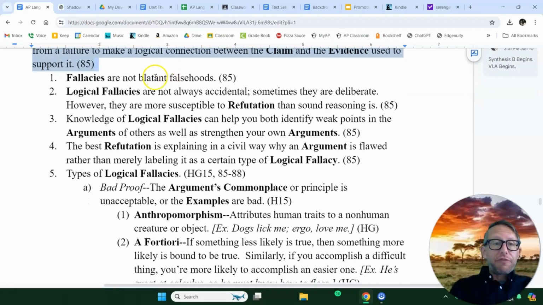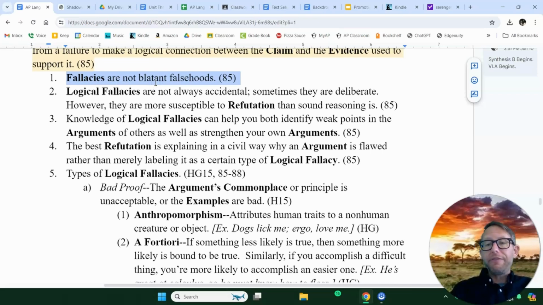So let's dive into this. First thing to keep in mind is that fallacies are not blatant falsehoods, okay? Blatant falsehoods just make you a liar. These are sort of disconnects in the logic that prevent you from fully and completely making a point as effectively as you think that it is, okay?